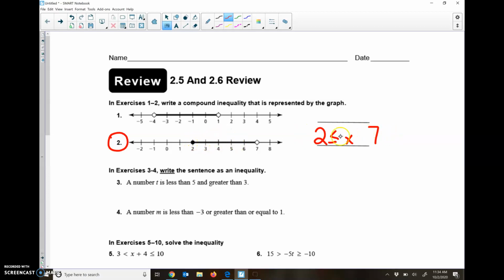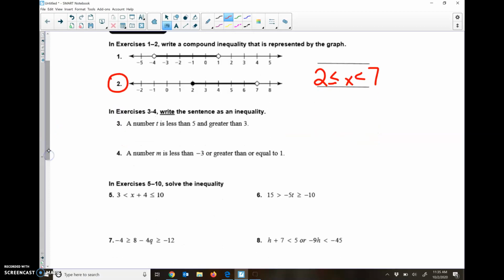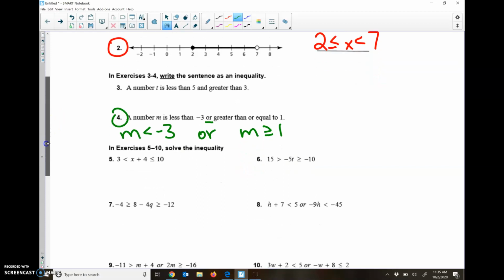Okay, and then over here, it looks like it's going to be a less than, because 6 is shaded, 5 is shaded, 4 is shaded. So it's going to be a less than sign. So 2 is less than or equal to x, and that's less than 7. All right, and then number 4 we see is an OR problem. Okay, m is less than -3, or m is greater than or equal to 1. Okay, so no math required on those first couple.